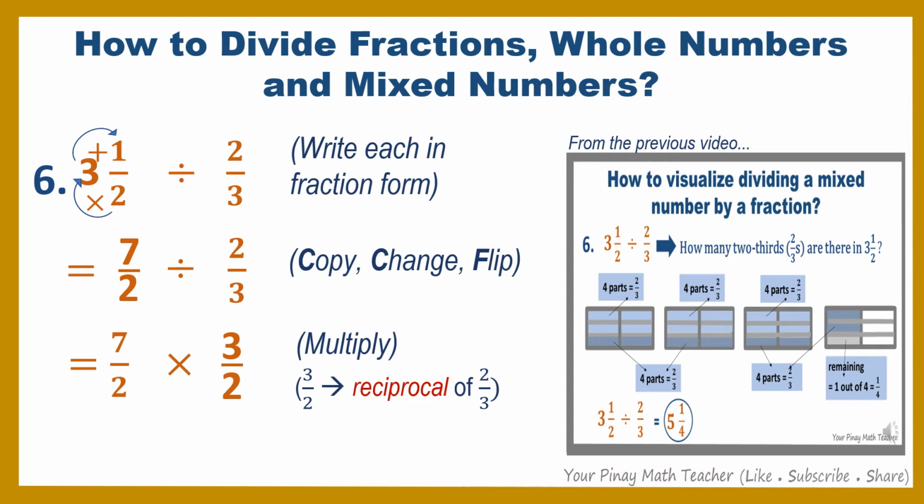Since nothing can be reduced, we multiply both numerators. So 7 times 3, we get 21. And then 2 times 2, we get 4. Since this is improper, we have to change it to a mixed number, which is equivalent to 5 and 1/4.